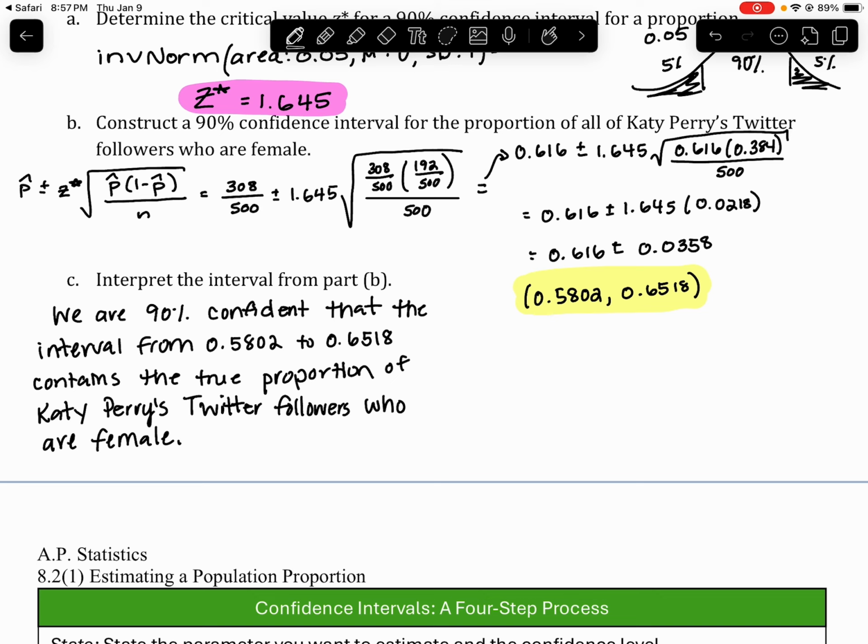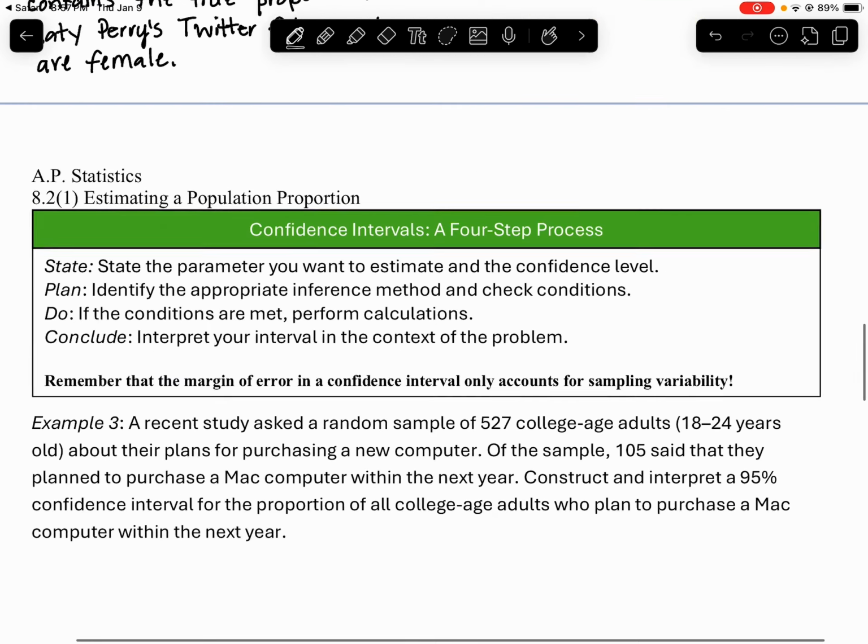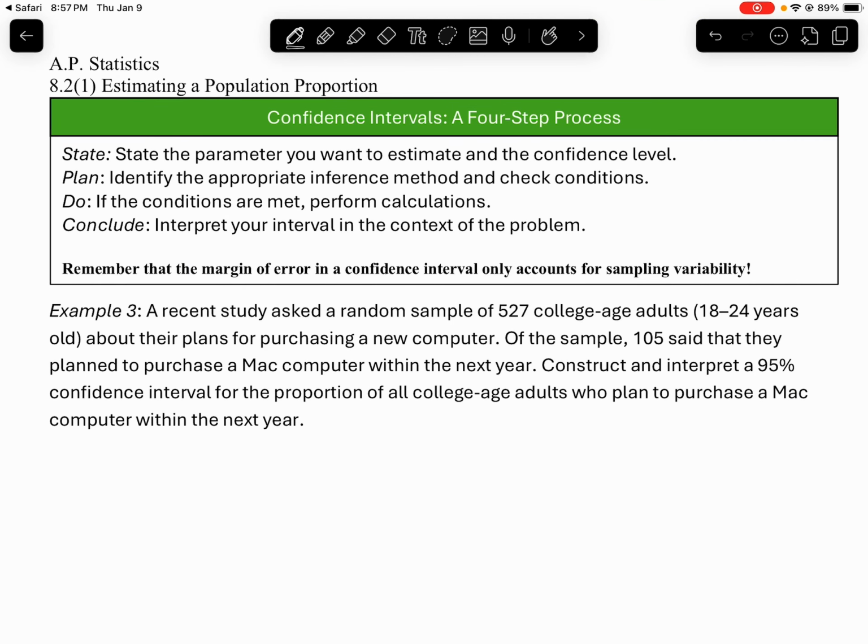All right, we are moving right along because we are doing all of section 8.2 today. The second half of this is going through a process for our confidence intervals. Sorry, it's pretty late.